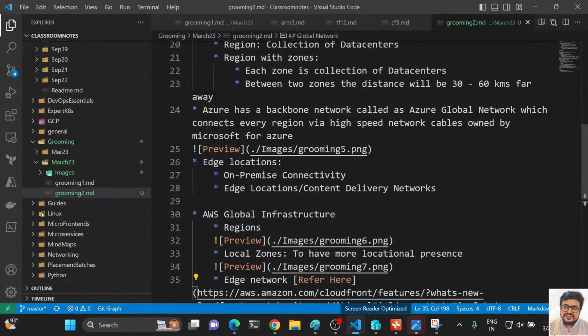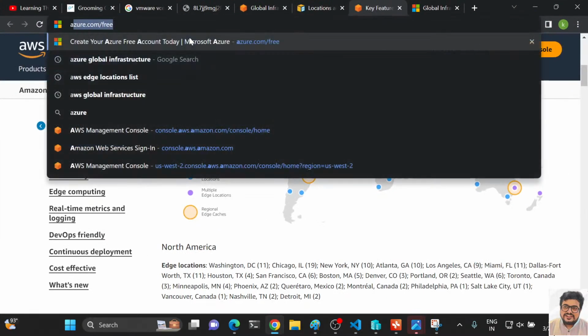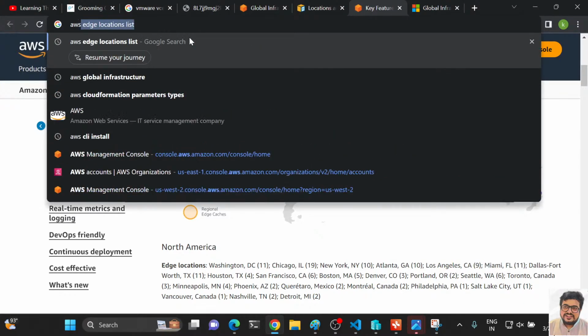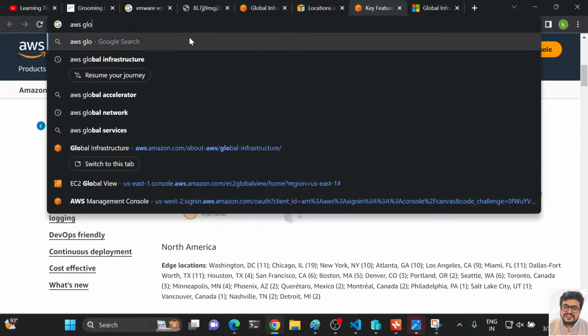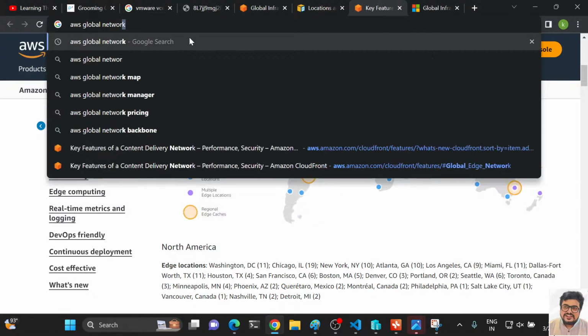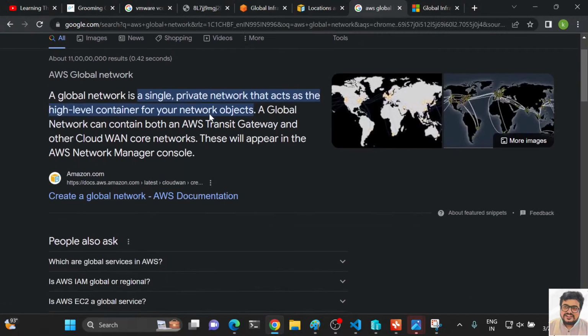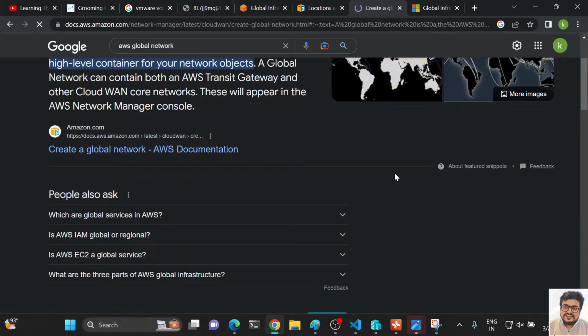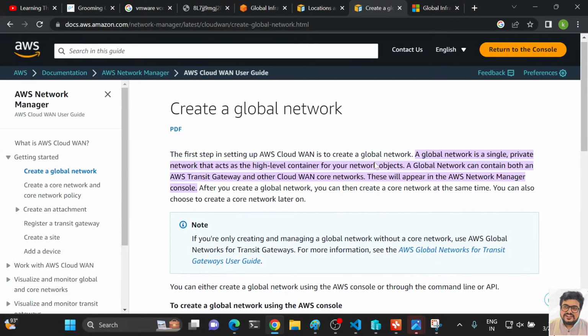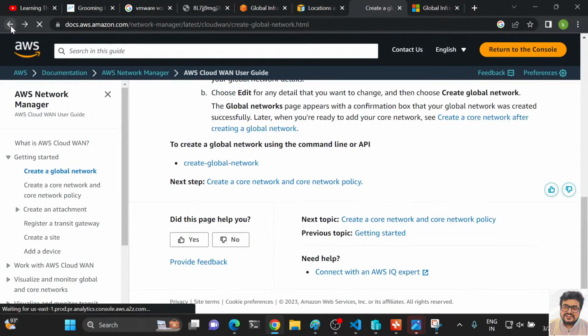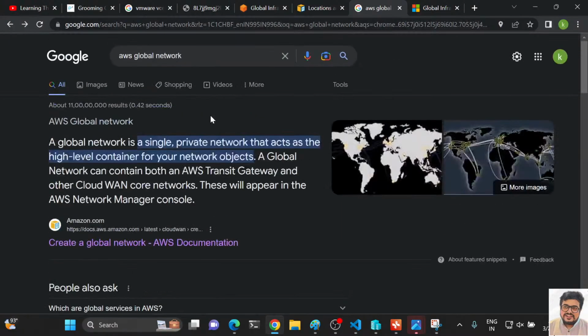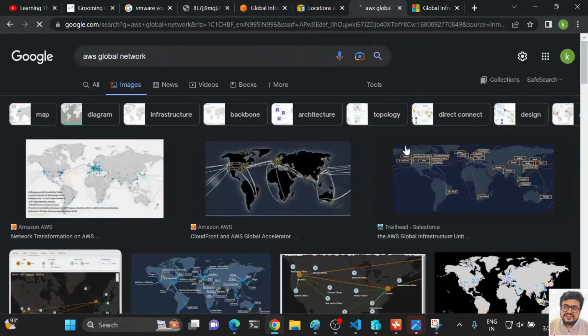Now one last image, the Azure and AWS global network. I don't want this one, I want an image. Let me go with the image.